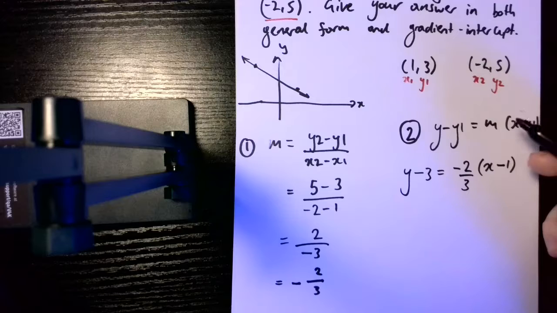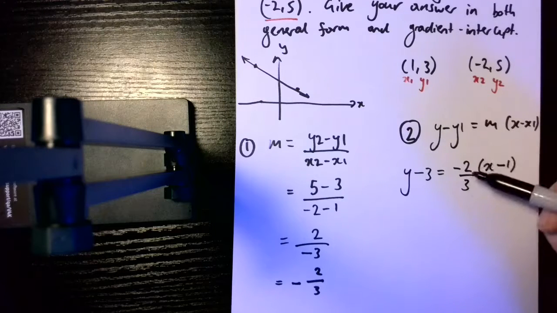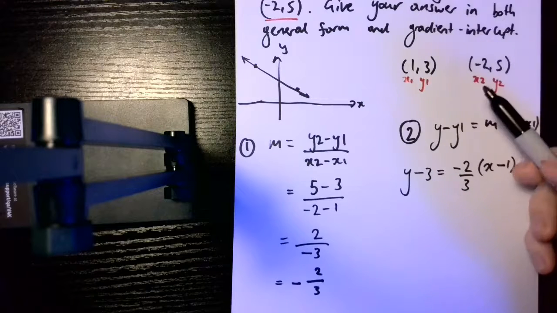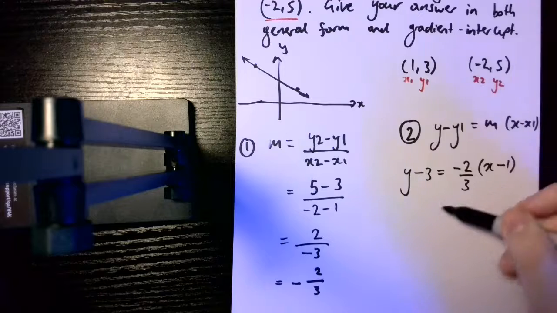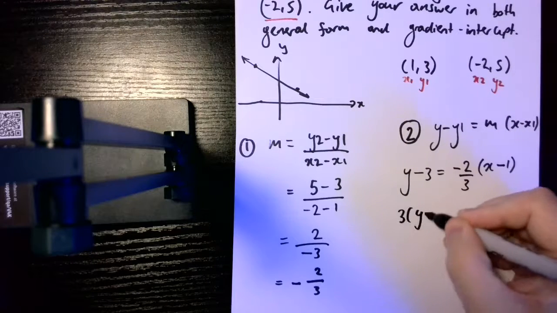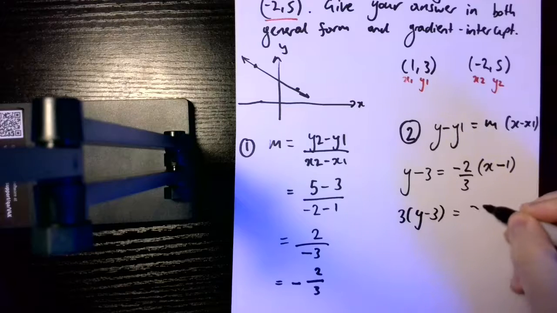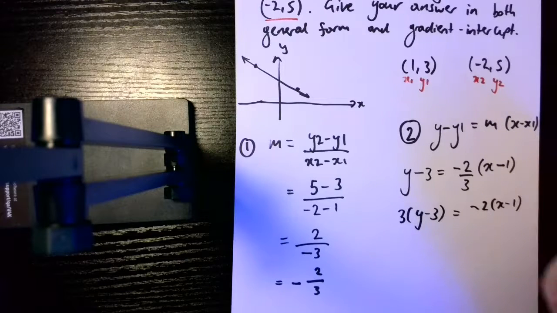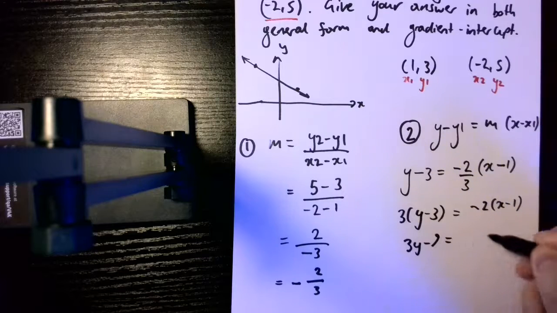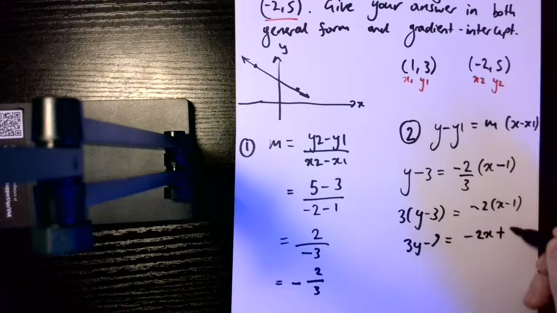Okay, now what we can do from here on out is we can go for general form or we can go for y-intercept. I'm going to go for general form first, and then I'll go from there on out. So I'm going to multiply everything by this 3, okay, like I showed you in the last video. So I have 3y minus 3 equals minus 2x minus 1, okay, and I'm going to expand everything out. So 3y minus 9 equals minus 2x minus 2 times minus 1 will become a plus 2. Be very, very careful of that.